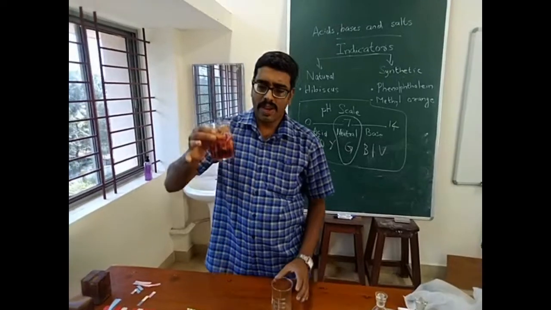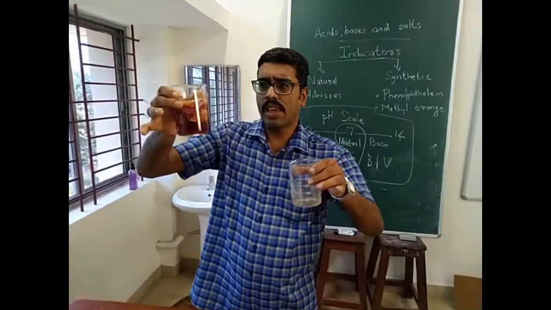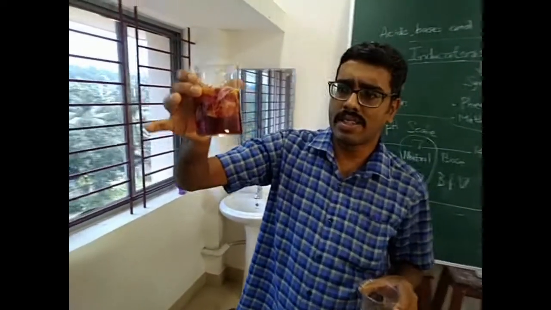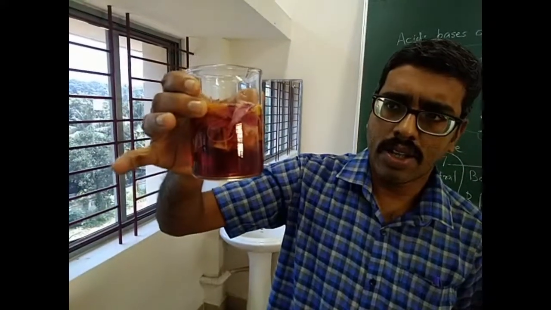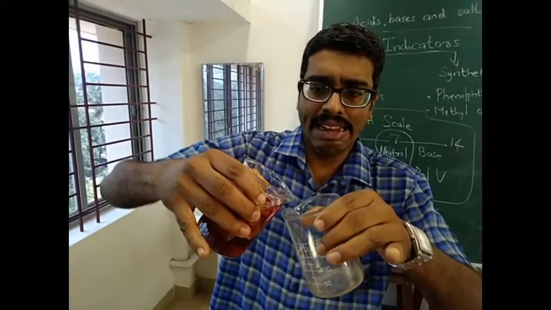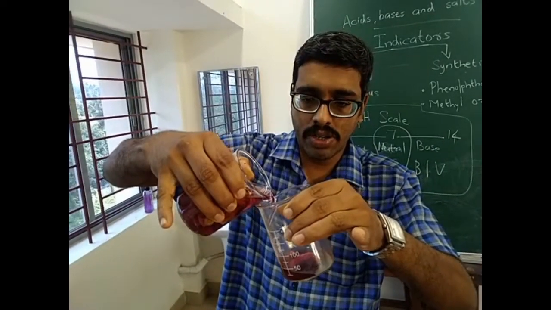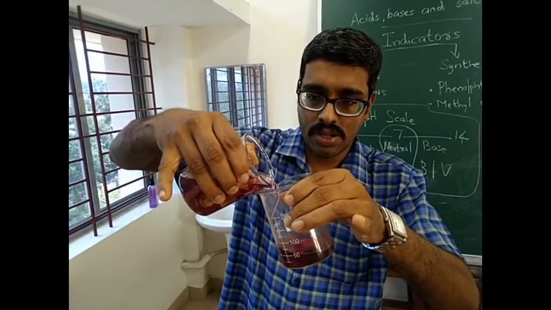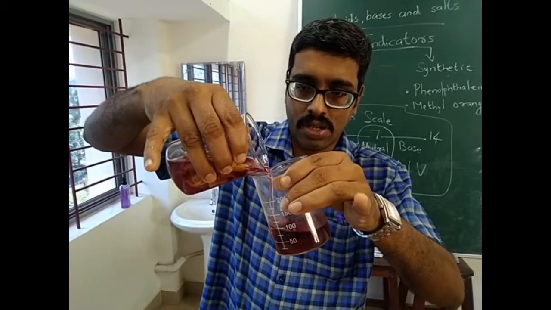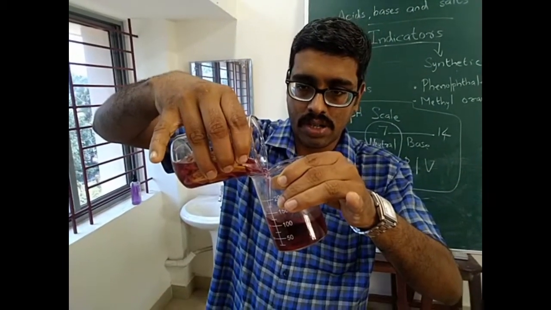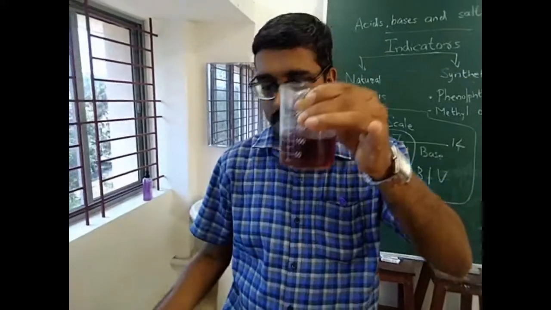Now the 5 minutes is over. You can see the color of the petal is absorbed by the solution, the hot water. Now I am slightly tilting the beaker into another one. You can see the color of the solution. You can call it hibiscus solution.